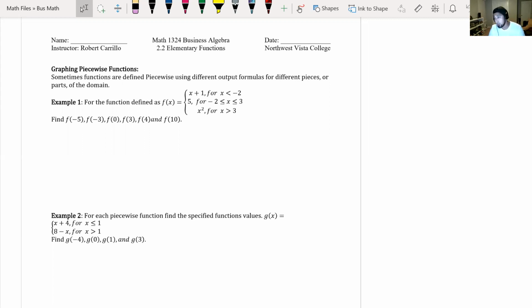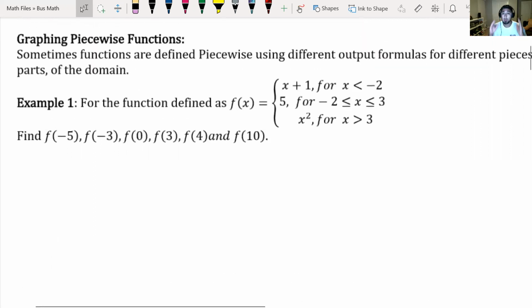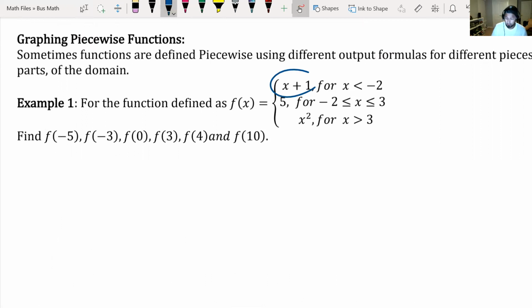Okay, so we'll be evaluating piecewise functions, we'll be graphing piecewise functions, and then we'll definitely have an application for a piecewise function. So let's try example 1 out. This says, for the function defined as f of x, we get x plus 1 for all values of x less than -2. So this means that for any x value less than -2, we can use the function x plus 1.